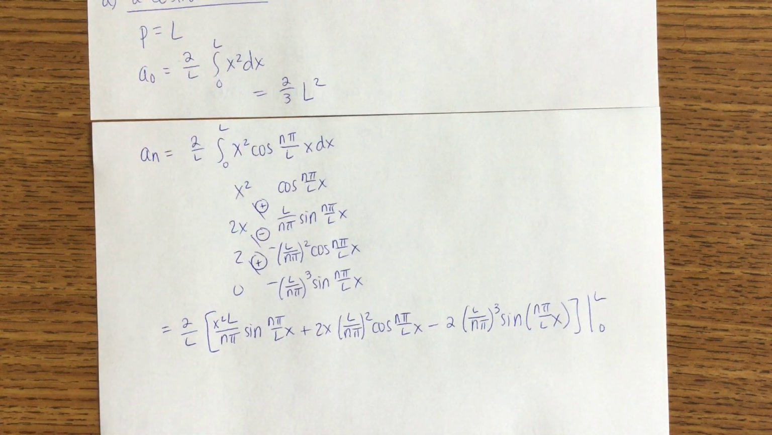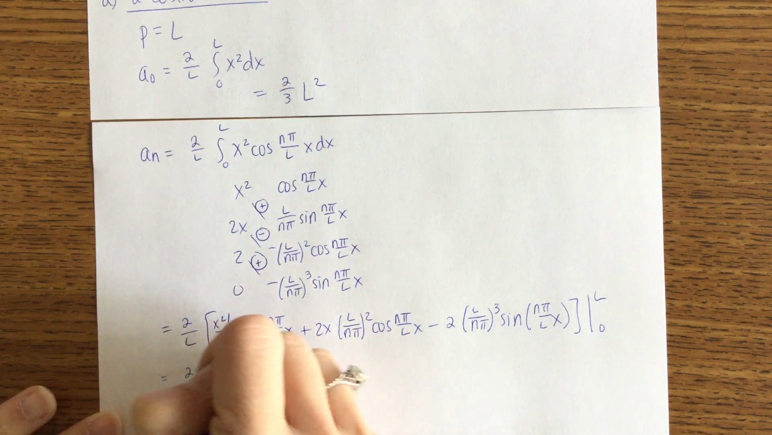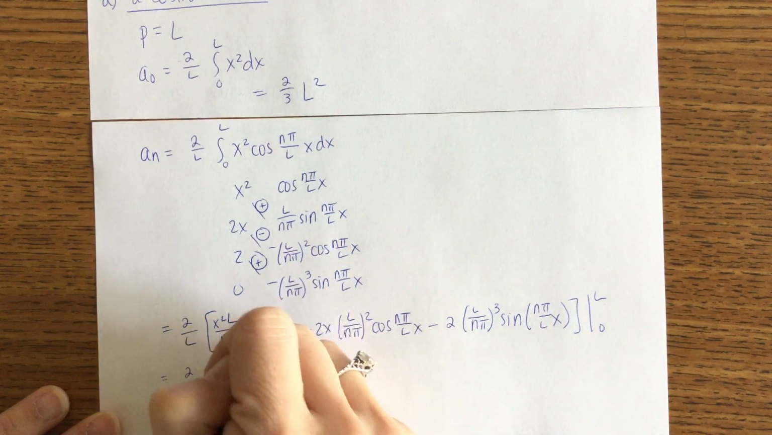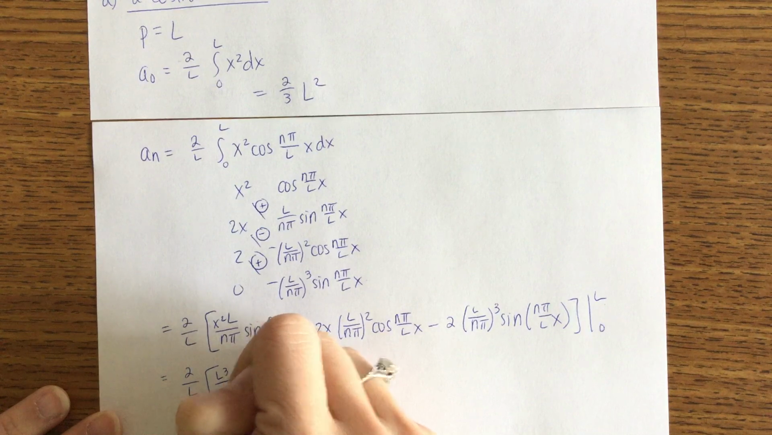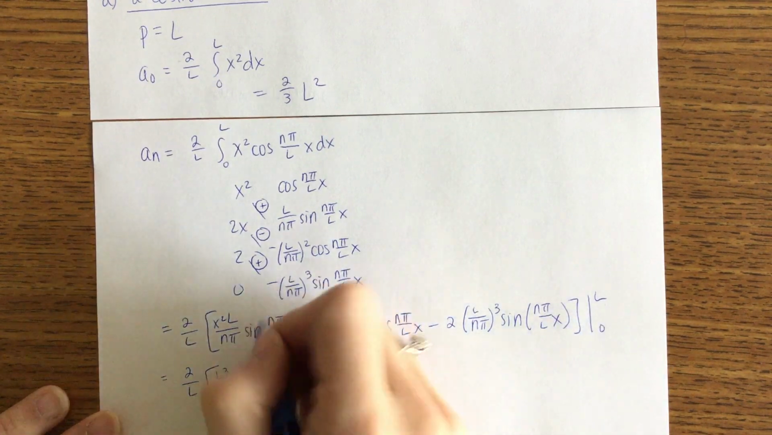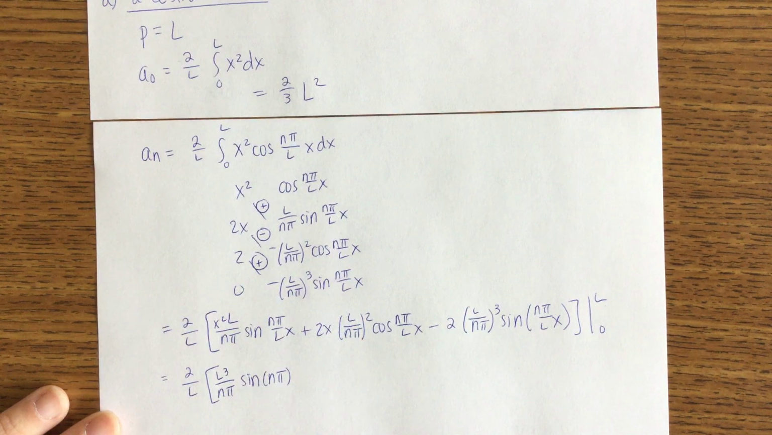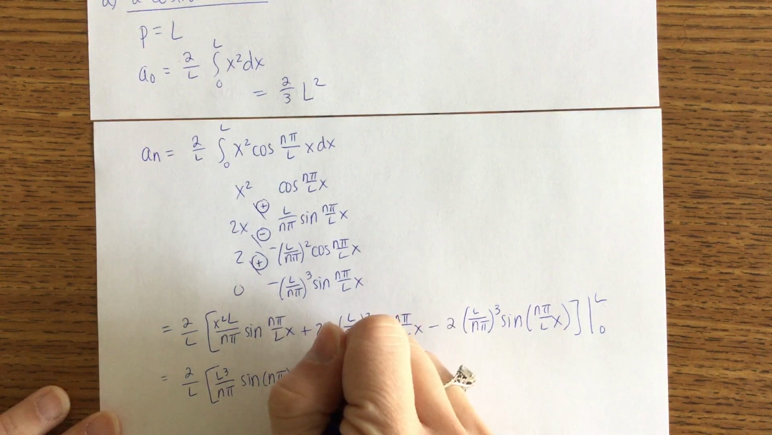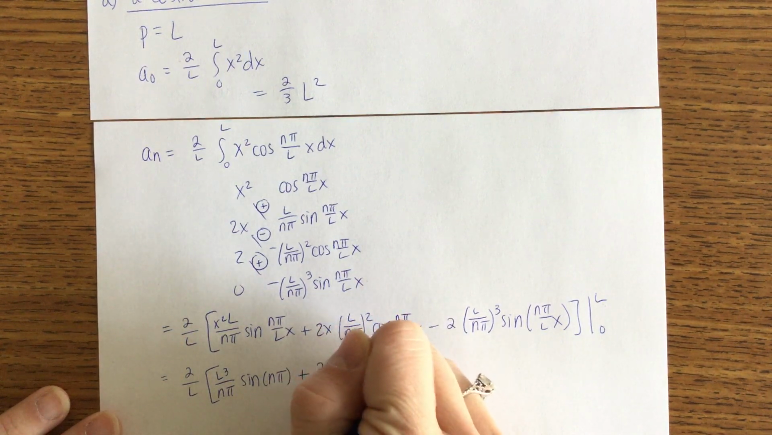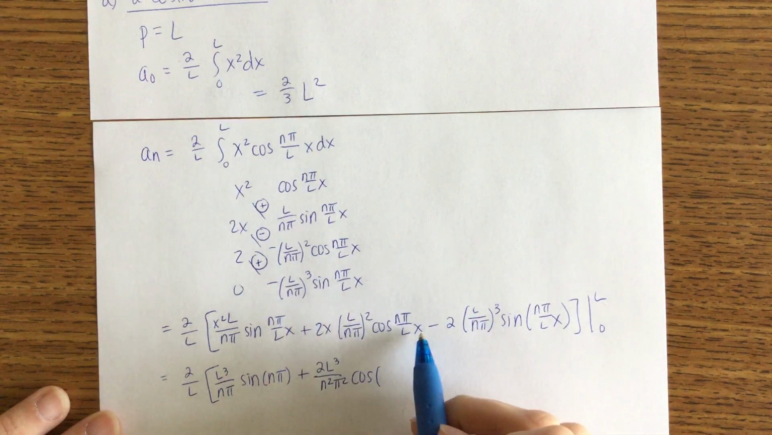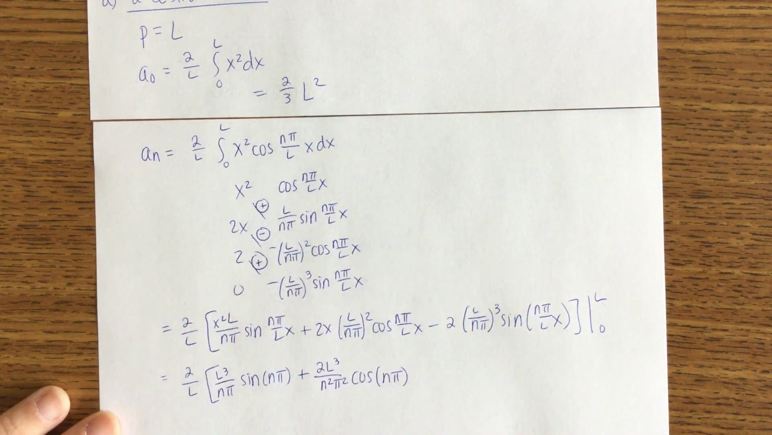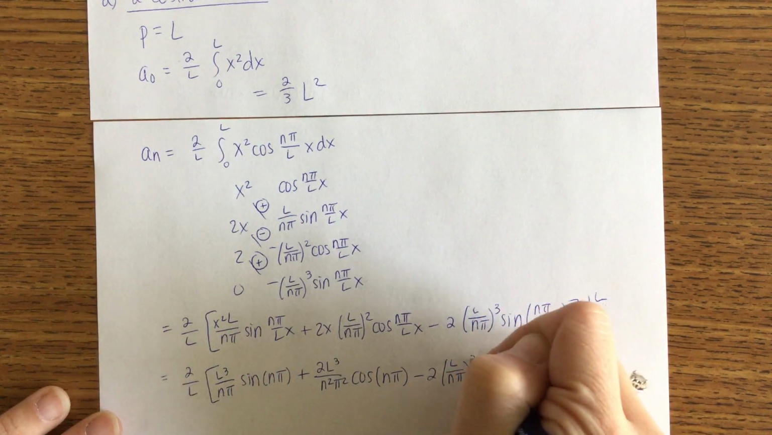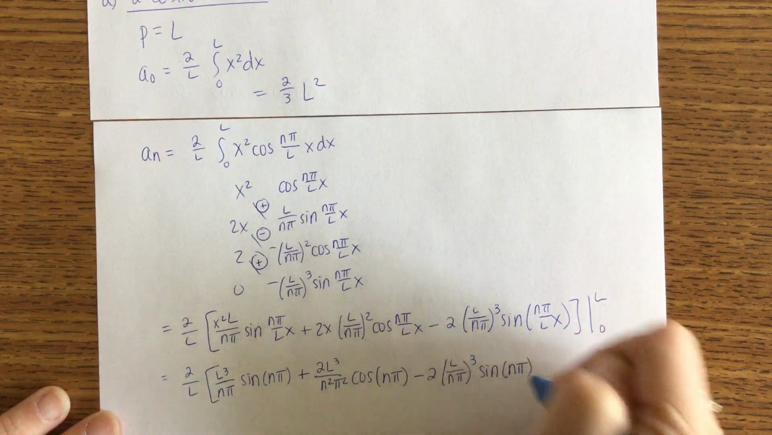Okay. So we get 2 over L. Plugging in L, I'm going to have L squared times L, so L cubed over n pi sine, plugging in L, so sine of n pi. Plugging in L, I'm going to have L times L squared, so 2L cubed over n squared pi squared, cosine, plugging in L, that'll be cosine of n pi. Minus 2 times L over n pi cubed sine of n pi.